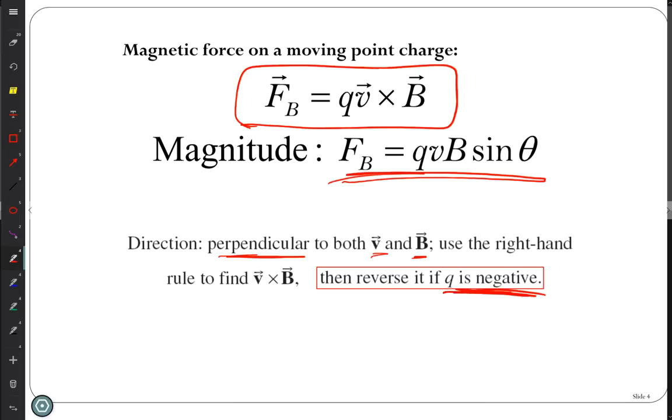Why reverse the direction if Q is negative? It's actually really obvious if you look at the equation in the box. The right-hand rule will tell you the direction of what? v cross B. But then it's multiplied by Q. And if Q is negative, that means you're in the negative v cross B direction. Negative direction means reversing the direction.